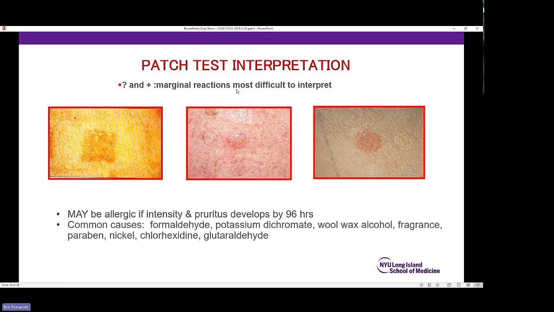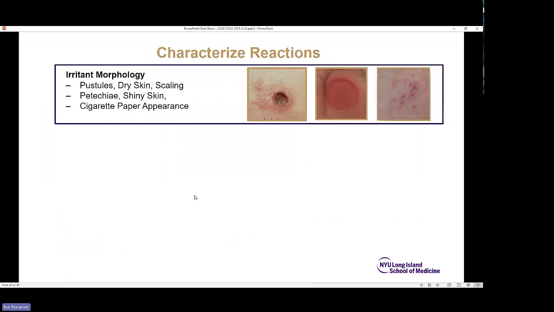There are common causes of irritant reactions or marginal reactions, and these include formaldehyde, fragrances, and potassium dichromate. You can do a use test certainly to confirm the test.